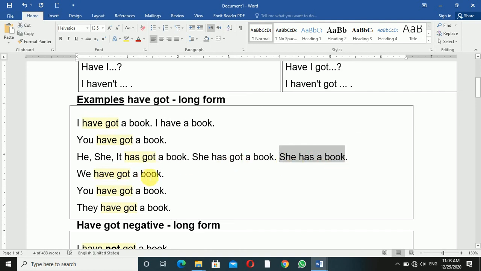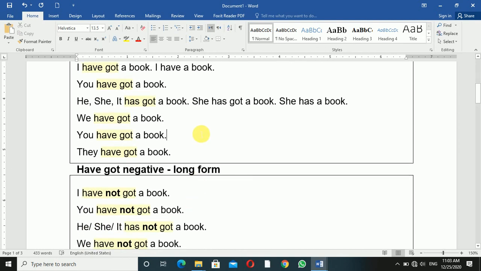We have got a book. You have got a book. They have got a book. With all plural subjects, have got; with all singular subjects, has got. Ali has got. Ali is singular, right? So for Ali, what do we use? Ali has got a book. So see this? Good. Now those were positive.